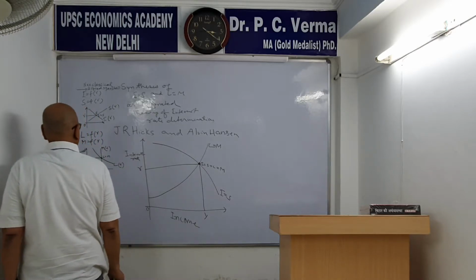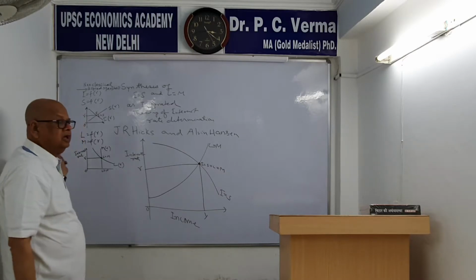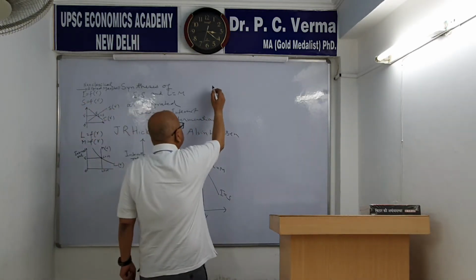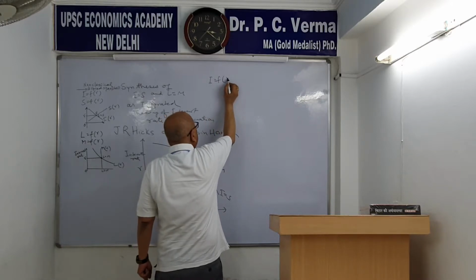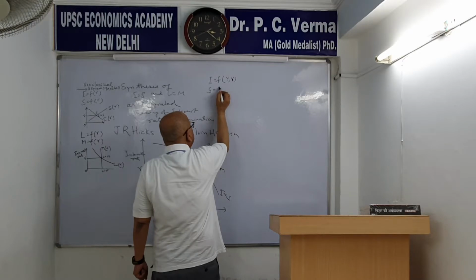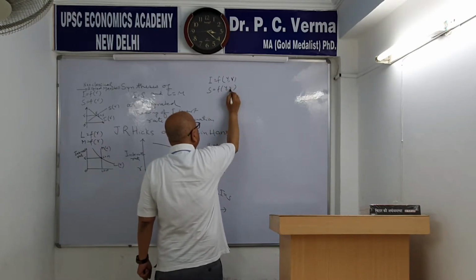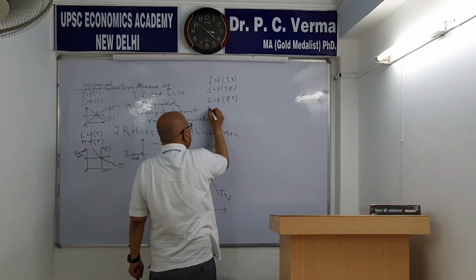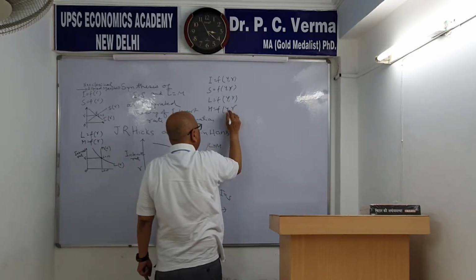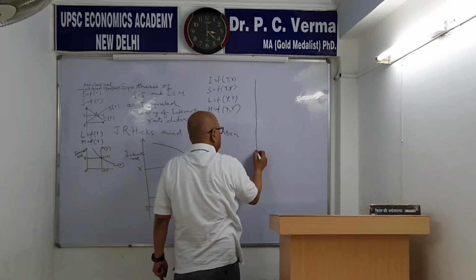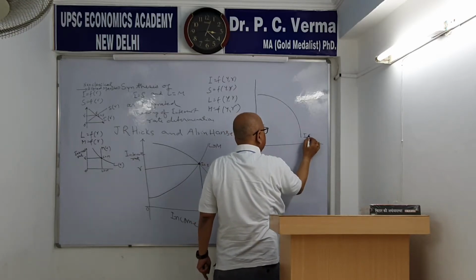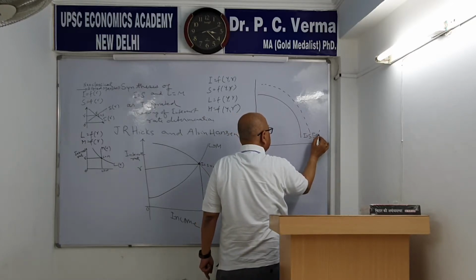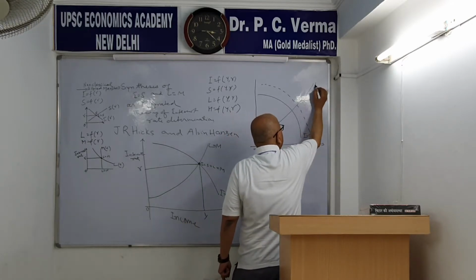J.R. Hicks rejected both neoclassical theories of interest rate determination and developed: I is a function of Y and R, S is a function of Y and R, L is a function of Y and R, M is a function of Y and R. And he said that this is the IS curve. The IS curve will shift and become IS dash. And this is L equal to M.